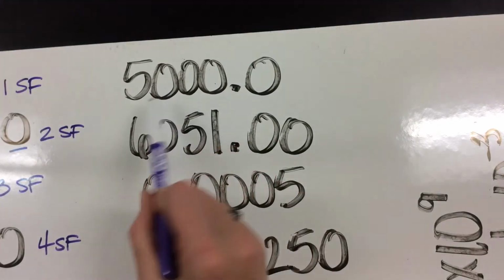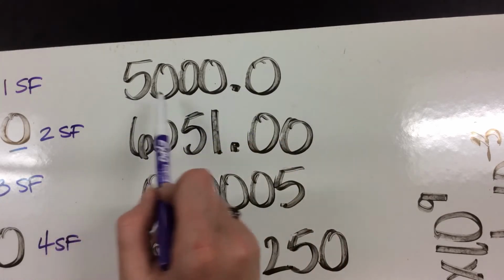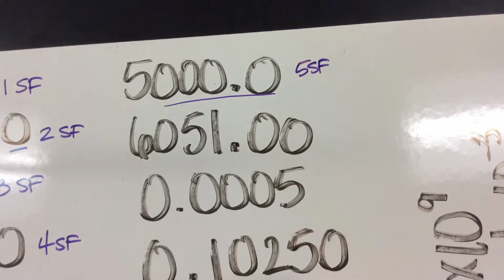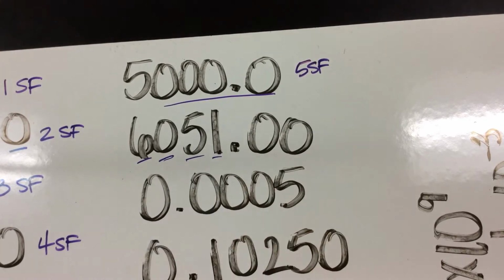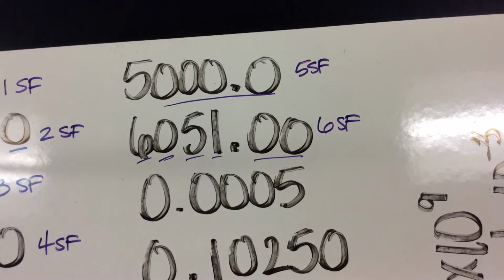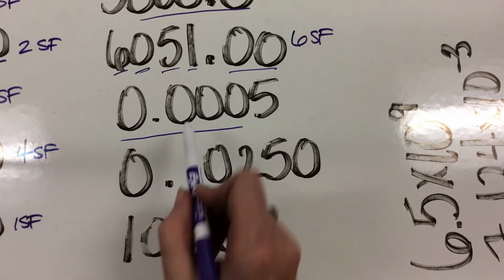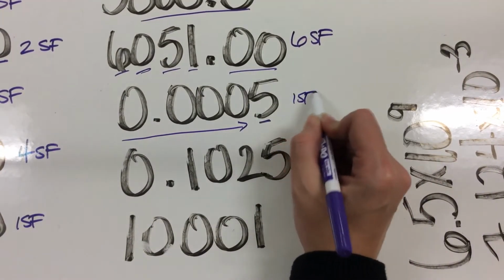My next problem, I have 5,000.0. So with my 5,000.0, all of these zeros are all at the end of the number. Those zeros all count because I have a decimal place present, so I have 5 sig figs. On this one, there's a sandwich 0. My 6, my 5, my 1 count. These 2 zeros at the end of the number count because I have a decimal place present, so we have 6 sig figs. On this next number, all of these zeros at the beginning of the number, they don't count until we get to the 5. The 5 is the only sig fig in that number.